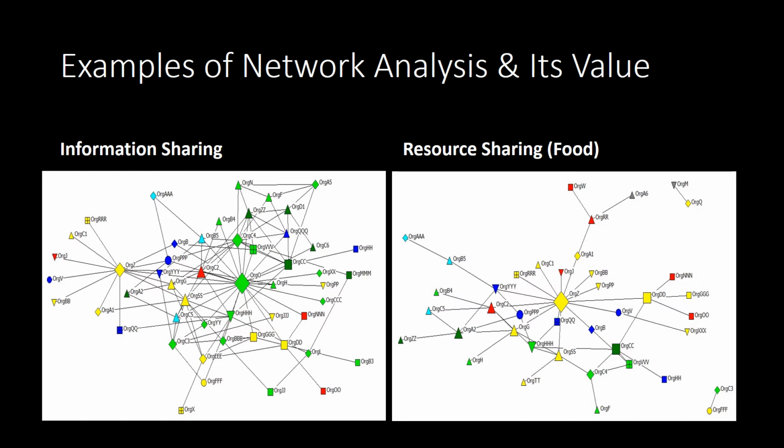The green diamond bridge central to the image on the left is not involved in food distribution. Therefore, the green diamond only connects organizations to the information flow and not to the food distribution that is happening among some of the organizations in the system.